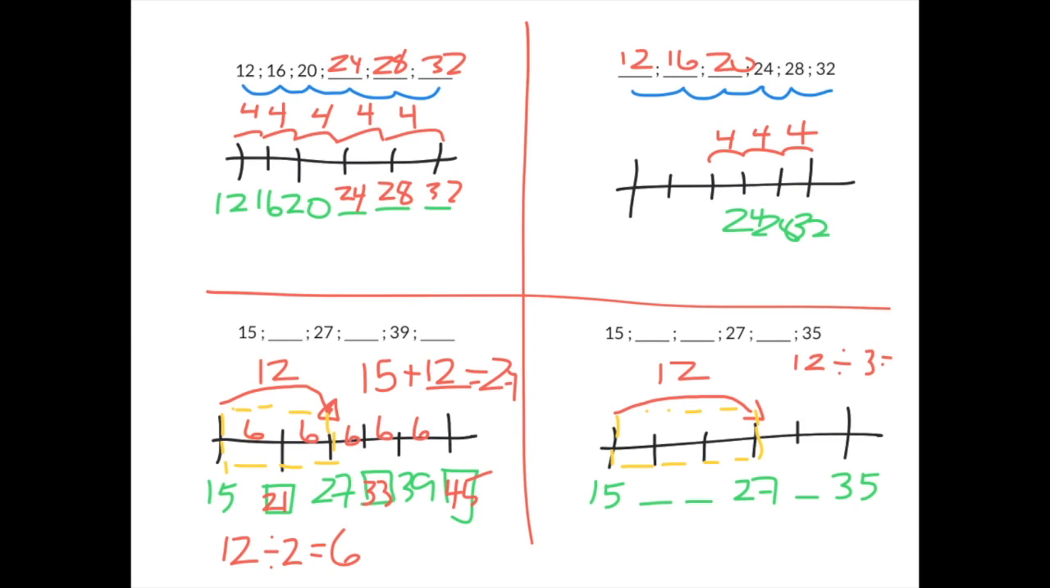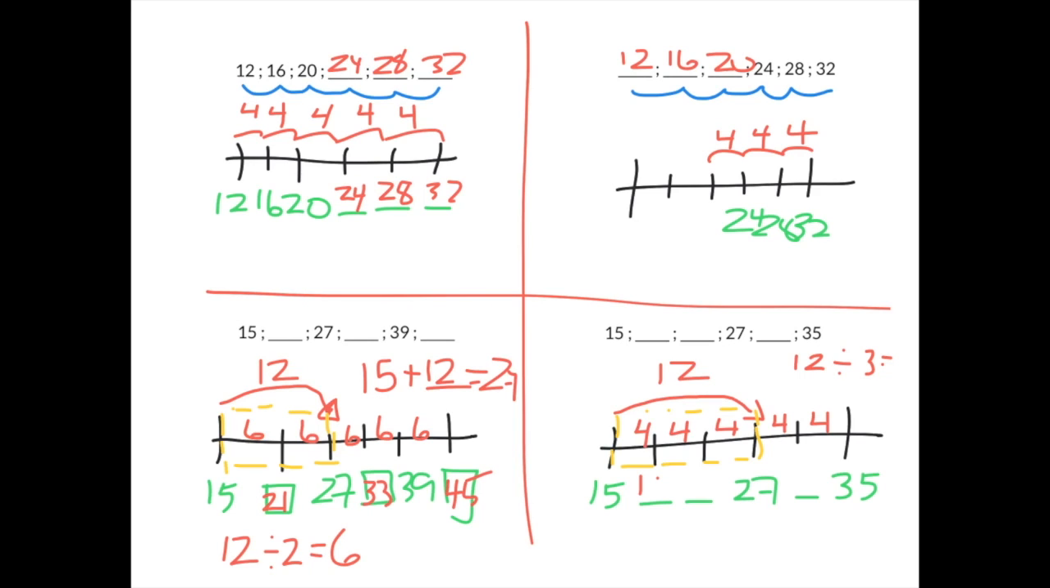Again, students can play with this. They can kind of guess and check at this point in the year. They can draw pictures. Once we get further in the year and we really look at multiplication and division, this will become a basic fact. But at this point, it's still something they're kind of working through. So 12 divided by 3 is 4, which means that each of our jumps is 4.